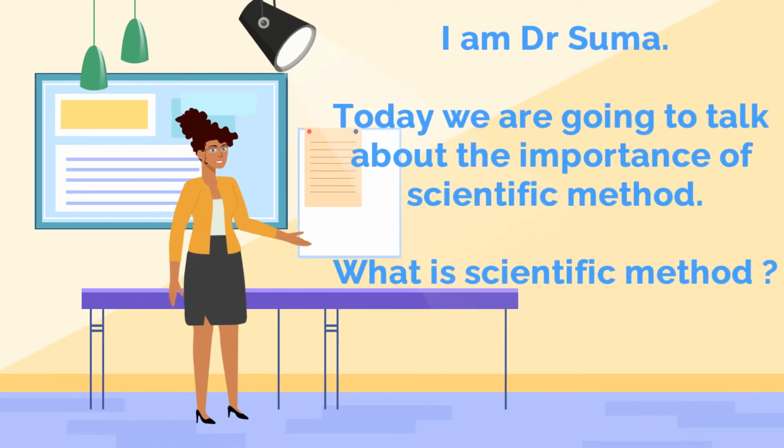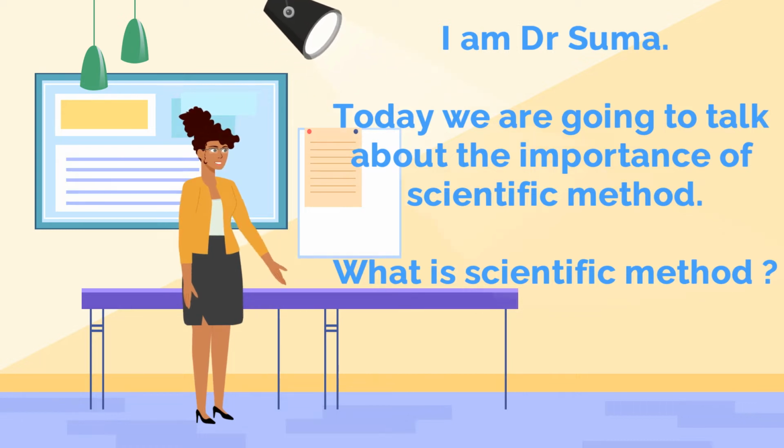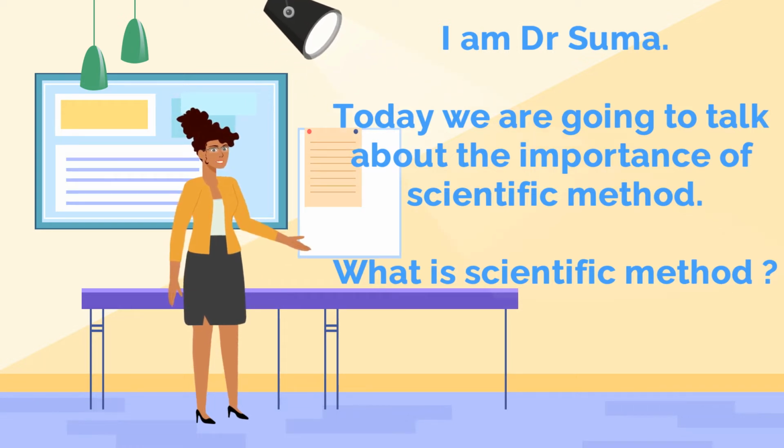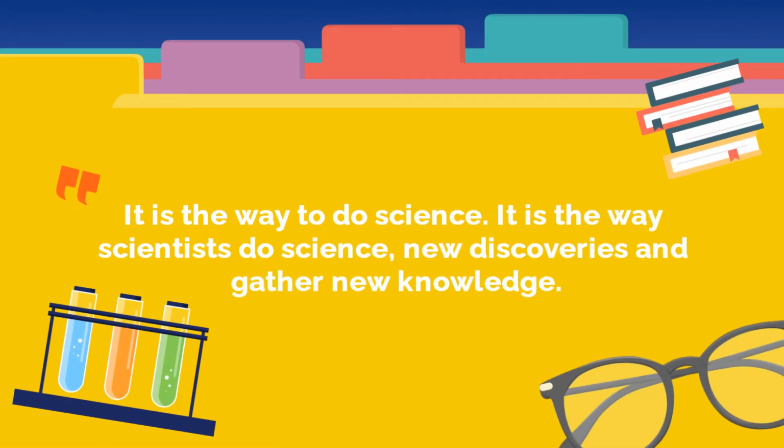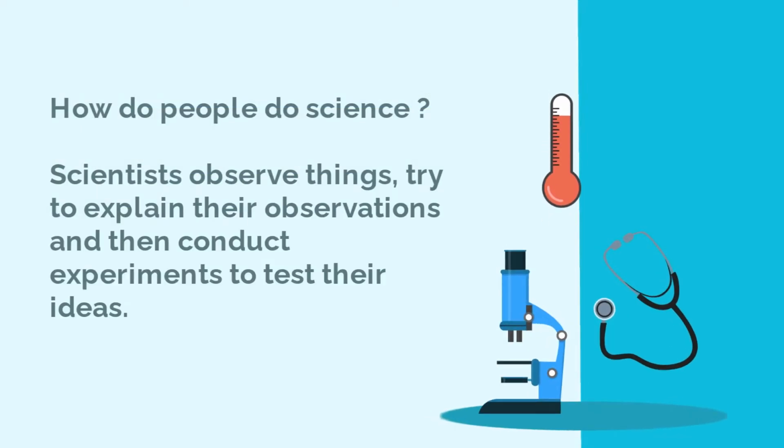I am Dr. Suma. Today we are going to talk about the importance of scientific method. What is scientific method? It is the way to do science. It is the way scientists do science, make new discoveries and gather new knowledge. How do people do science? Scientists observe things, try to explain their observations and then conduct experiments to test their ideas.